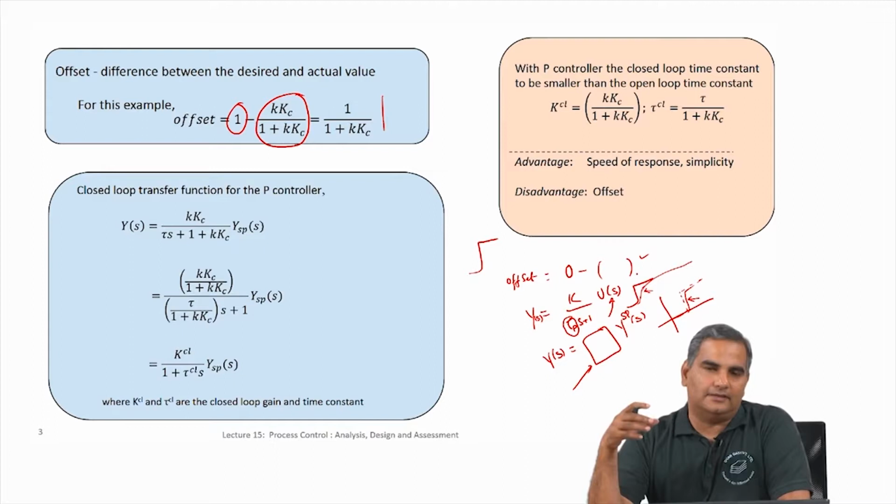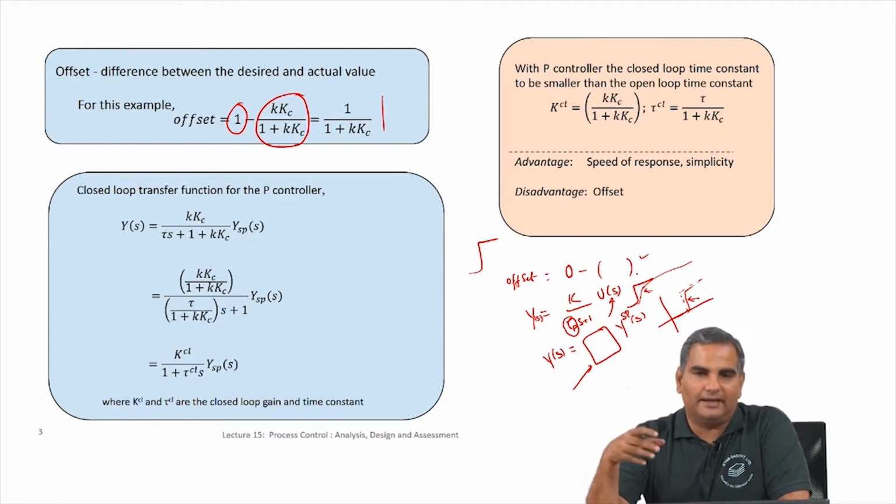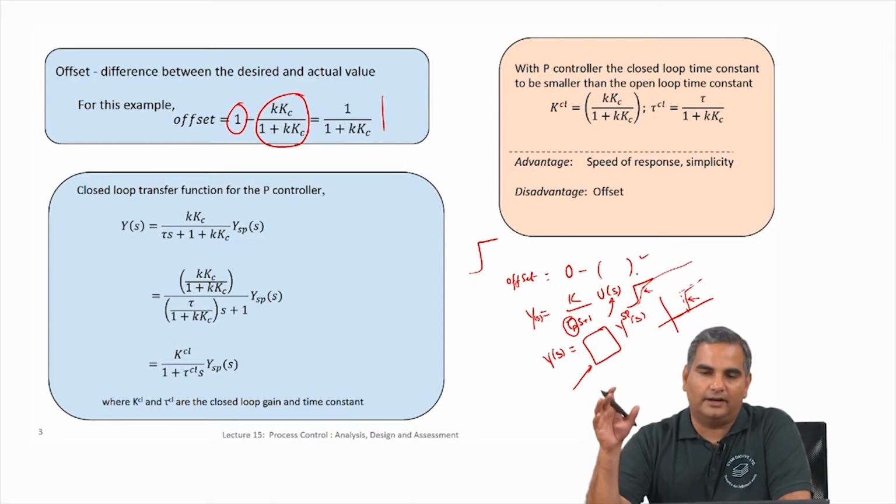An analogy that I would give you is, remember the bike example we talked about. Let us say you are going at 30 kilometers per hour and you want to increase to 50 kilometers per hour.